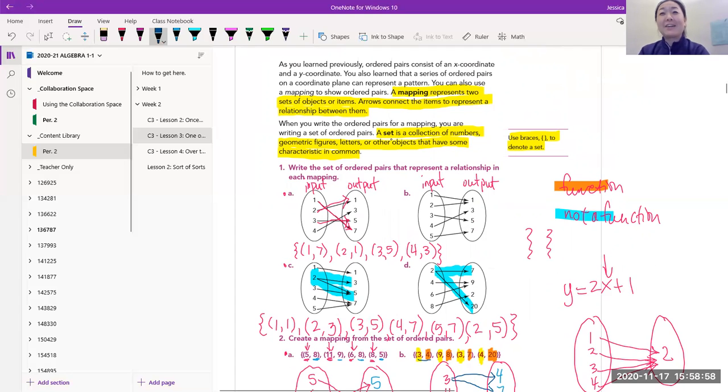All right, so here, a set. And what is a set? It says a set is a collection of numbers, geometric figures, letters, or other objects that have some characteristic in common, right? So for us, we're going to be doing sets with numbers, okay? Because we're in algebra, and the way we denote sets is with these braces right here.